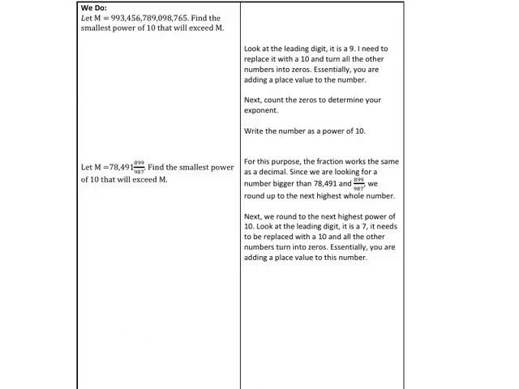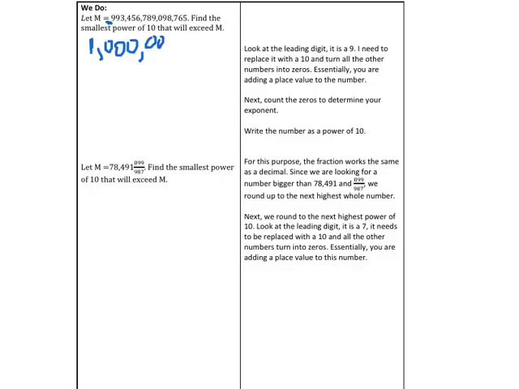Let's try this one together. We're going to look at the number furthest to the left. That's this 9 here. We have to make that into a 10. So basically what we're doing is we're adding a place value. Everything else is going to be a 0. This 9 is going to be a 10. That means we're going to have a 1, and where that 9 was, a 0. I fill in the rest of my zeros.